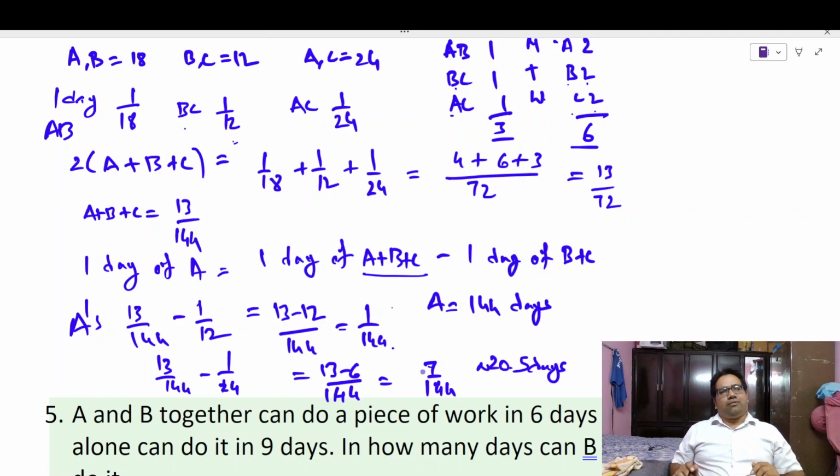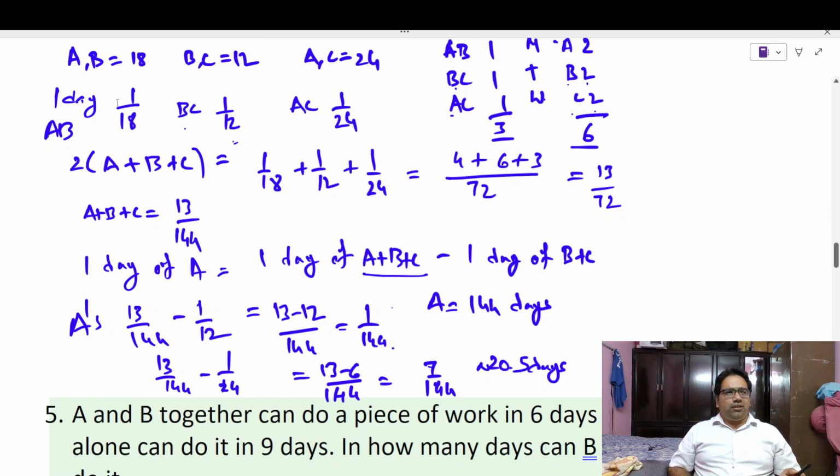Understood the problem? Here what we are trying to do: when A and B together are working for 1 day, B and C together are working for another day, and C and A are together working for one day, all that means is A, B and C have all worked for 2 days each. That is 2 into (A plus B plus C). And what is the work that is done? That is 13 by 72.